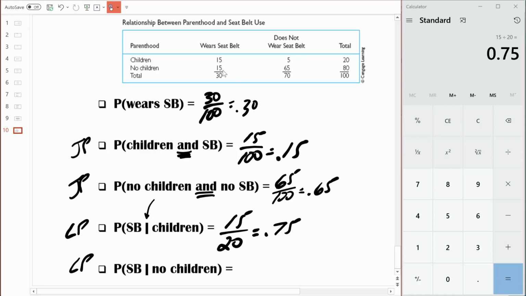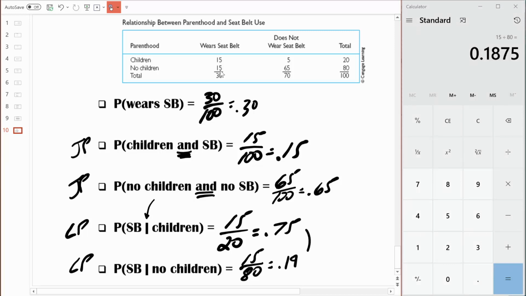How many of them wear a seatbelt? 15. So based on those frequencies, how many people are wearing a seatbelt? 15. How many people are we looking at overall? We're only looking at people without any children. So in this case, there are 80. 15 divided by 80 equals 0.187. Let's just call that 0.19, or about 19%.